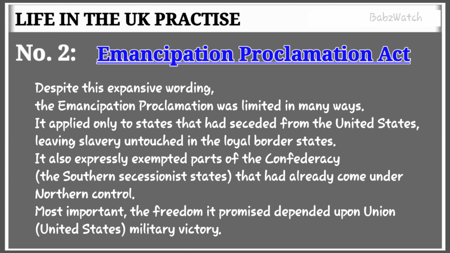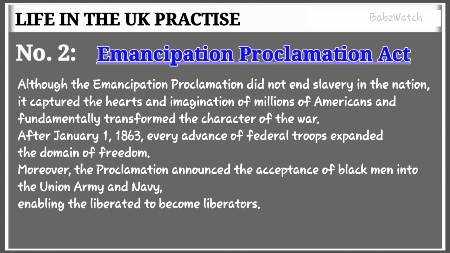Despite this expansive wording, the Emancipation Proclamation was limited in many ways. It applied only to states that had seceded from the United States, leaving slavery untouched in the loyal border states. It also expressly exempted parts of the Confederacy, the Southern secessionist states, that had already come under Northern control. Most important, the freedom it promised depended upon United States military victory.